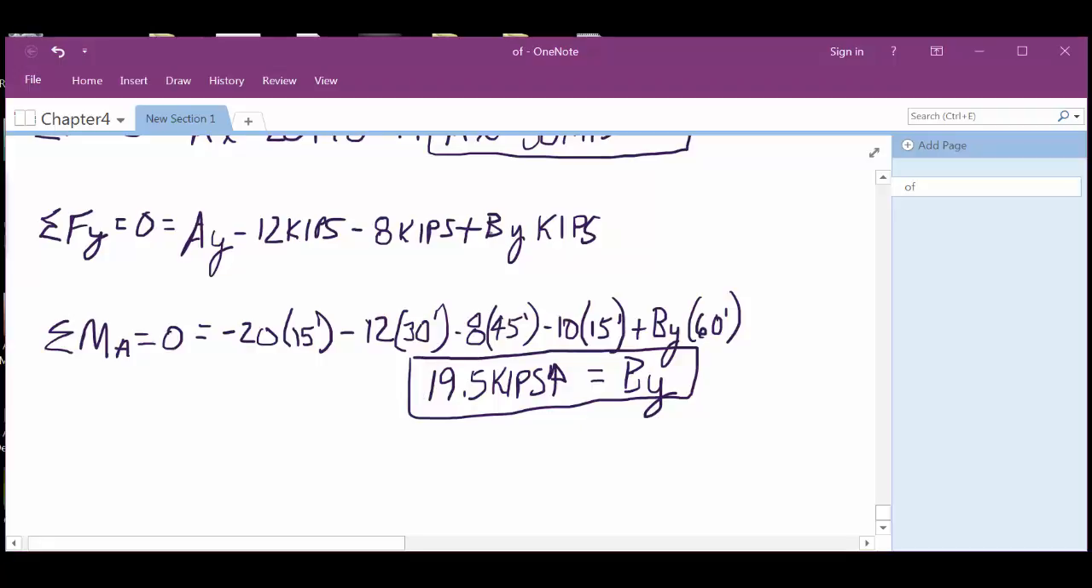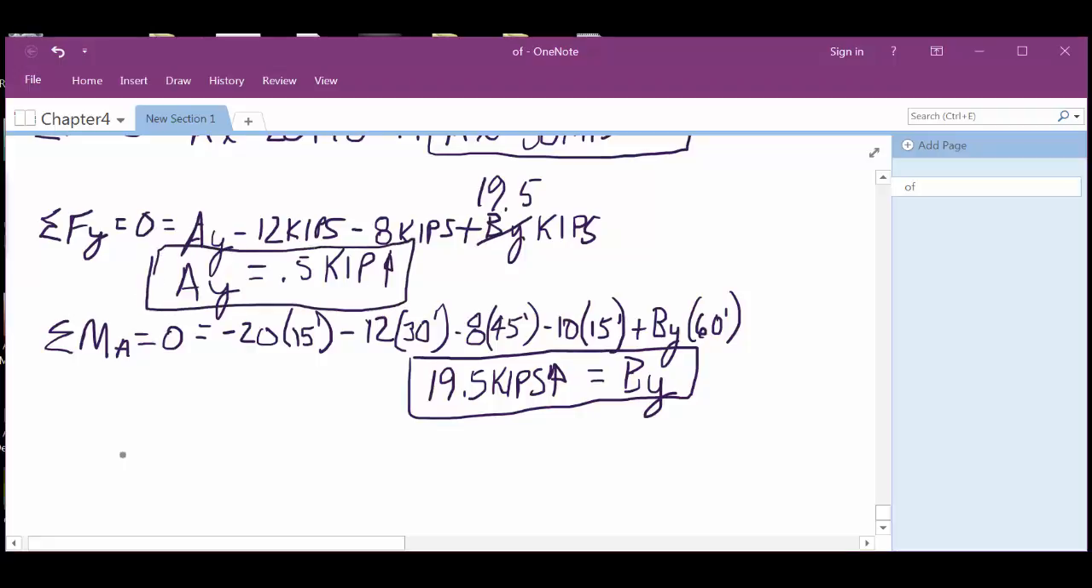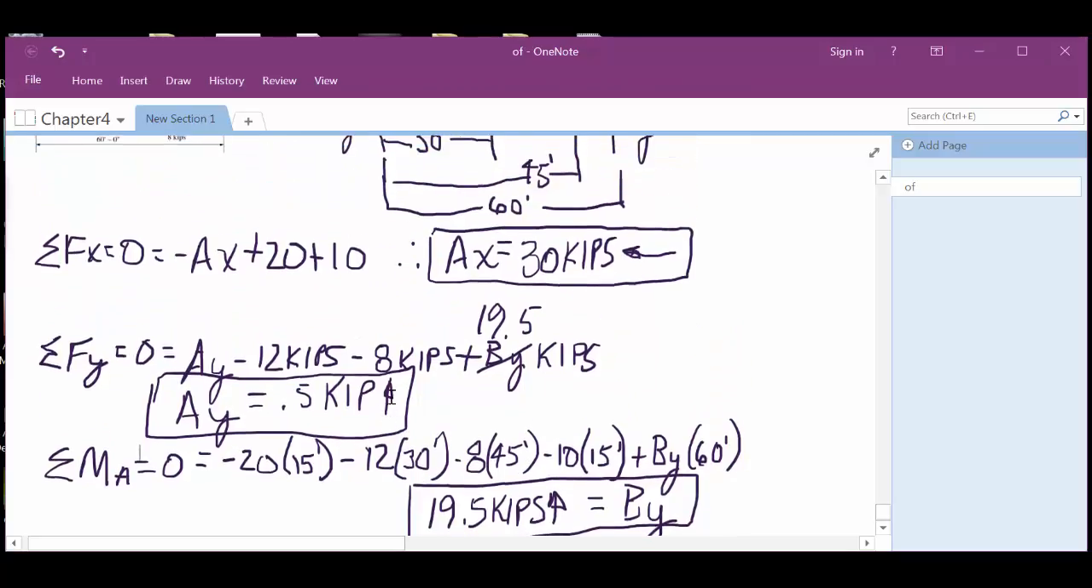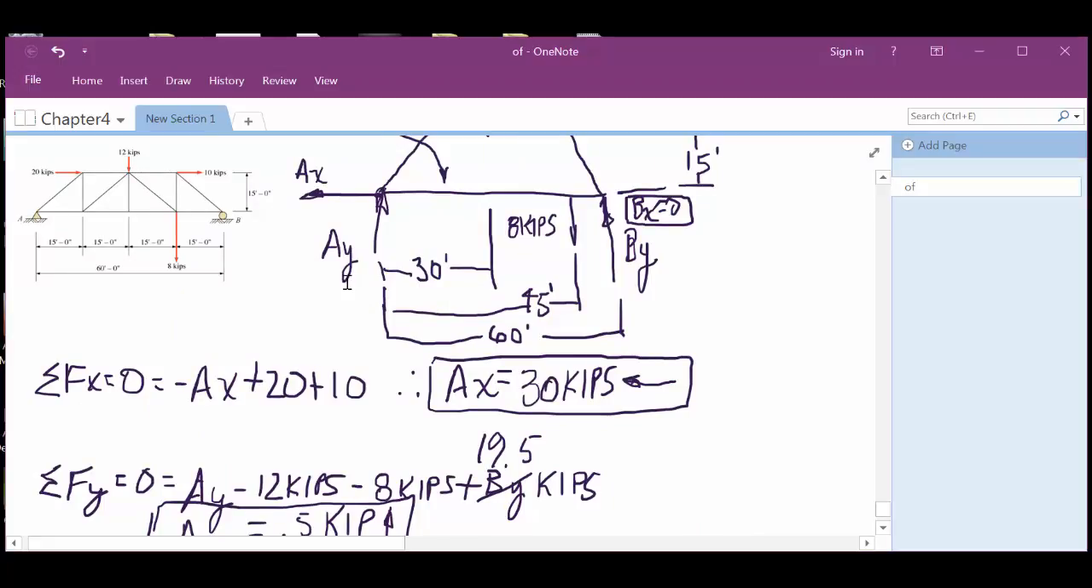Then we just go in there and substitute that right here. 19.5. AY stays where it's at. This becomes positive, positive, and negative. So 20 minus 19.5 should give you 1/2 kip. And we said it was going up. It came out a positive value, even though it was small, of a 1/2 kip. Now, is that what that should do? Does that look about right?